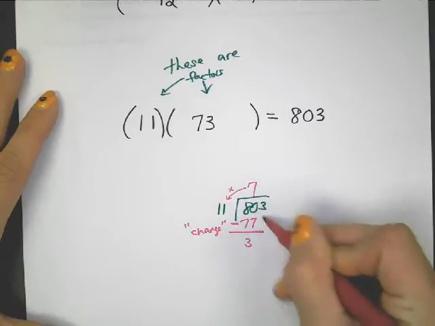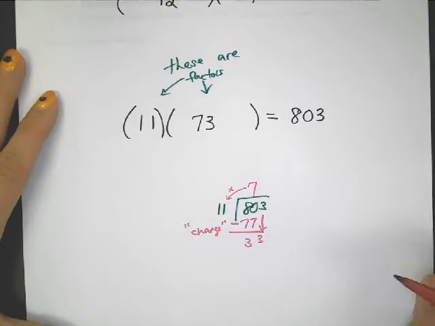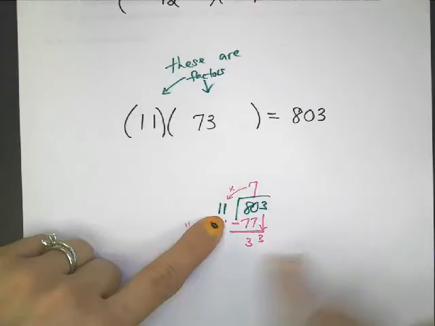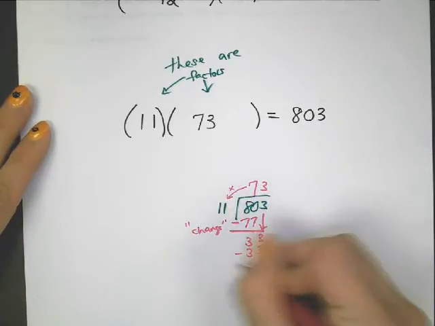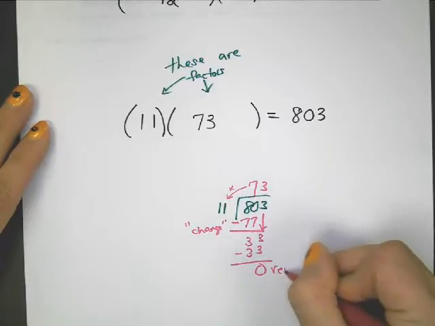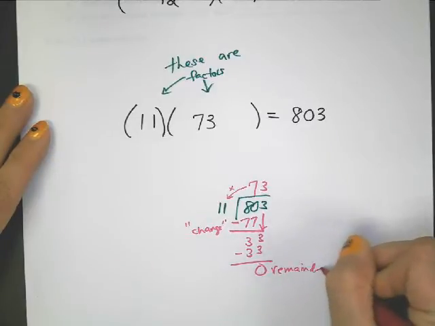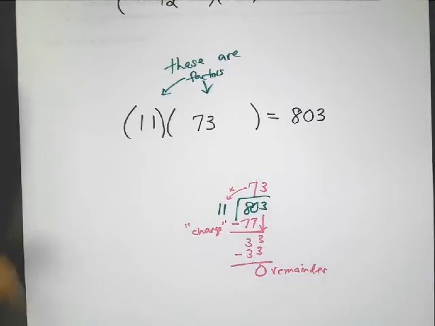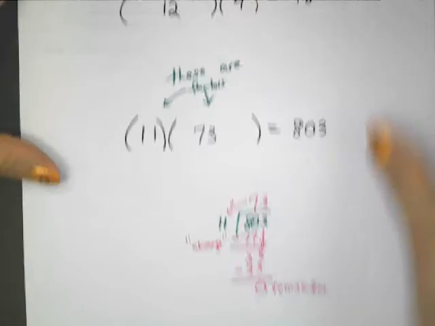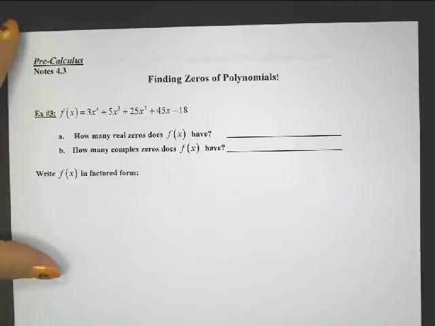That's going to be 3, and you drop down the 3. Then you compare 11 to 33, and it needs 3 more. 33, here comes the change again, and 0 is the remainder. If you get a remainder of 0, that means it divides in evenly, and so they're called factors. Okay, that's a nice little warm-up, getting us ready for some of the things we're going to do here today.